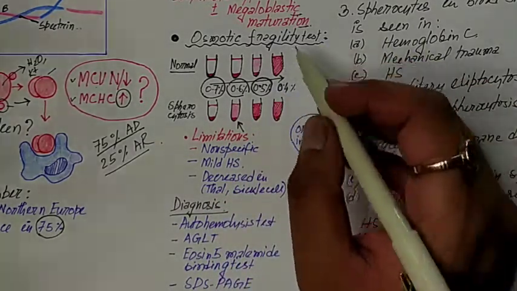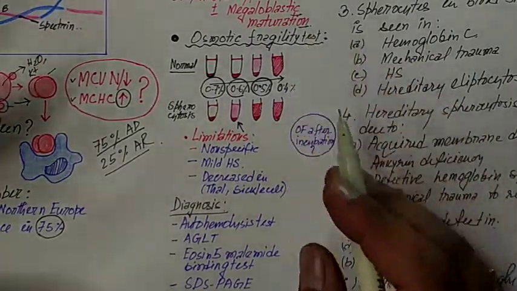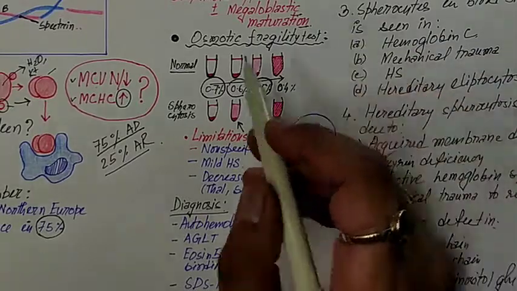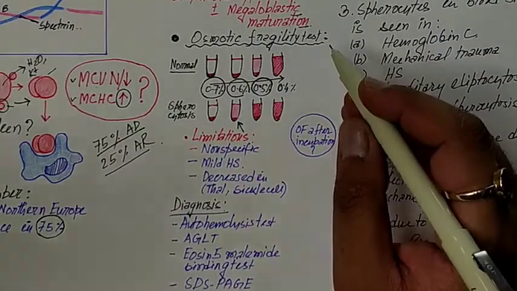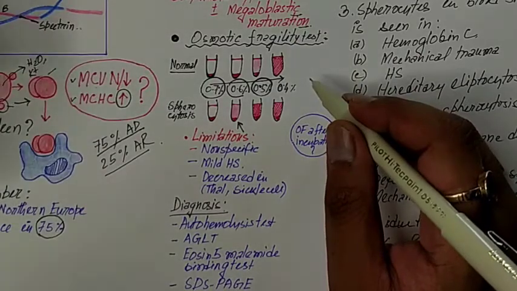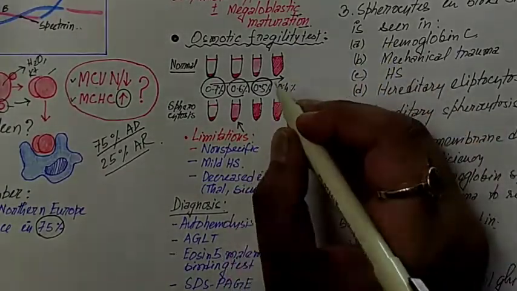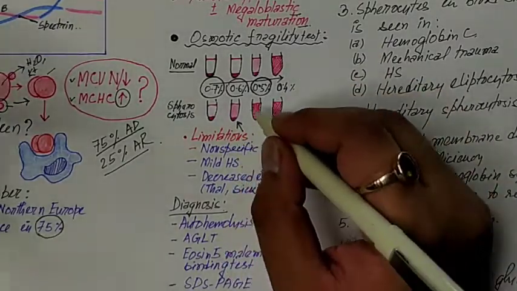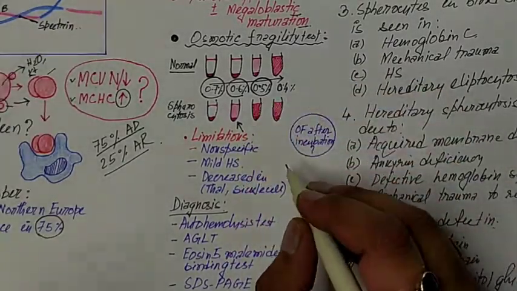So this is the osmotic fragility test, and this test is used as a screening test for hereditary spherocytosis, and this is not a confirmatory test. Now why is this not a confirmatory test? Because this test has several limitations.